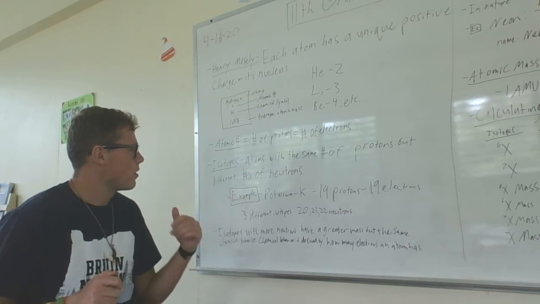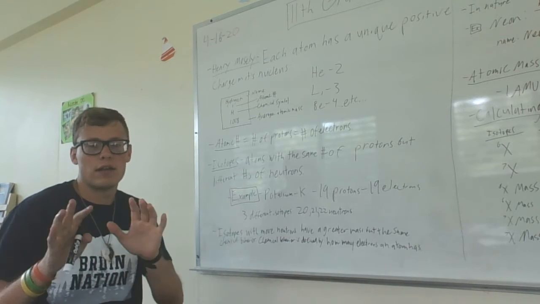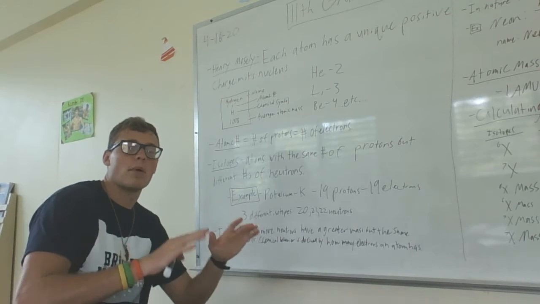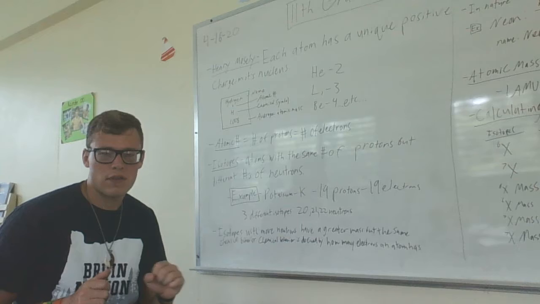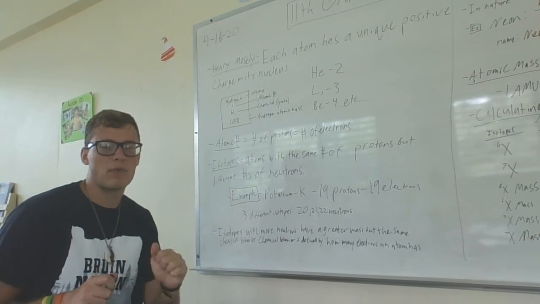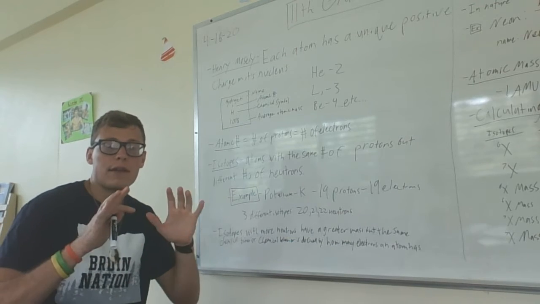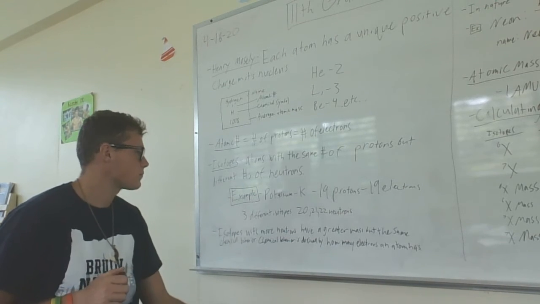So isotopes have different numbers of neutrons, same numbers of protons. That's very important, okay? So the different numbers of neutrons doesn't change the chemical behavior. What changes the chemical behavior is the different numbers of electrons, okay? Not neutrons. So isotopes all behave the same, okay?